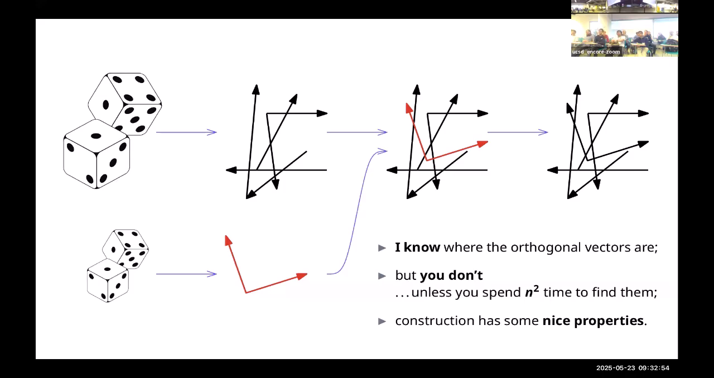So we want a construction so that I know where the orthogonal vectors are because I put them there, but you don't know unless you check all pairs. And we want this construction to have some nice properties. Spoiler alert, we're not going to prove that it's really hard to find them. It's going to be a conjecture, and some of those properties are making this conjecture a bit more believable, hopefully.